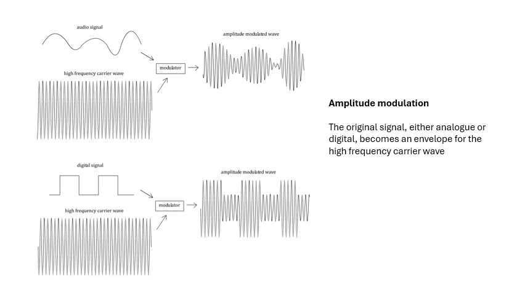So AM, we have the audio signal, and we have the high frequency carrier. So there's the audio signal, there's the high frequency carrier wave. They go through a thing called a modulator, and then this is the amplitude modulated wave. And if you look at the amplitude of this wave, you will see that it matches the original audio signal. We say that the high frequency signal is inside an envelope, and the envelope is the audio wave. If it was a digital signal, look at the diagram, it's pretty obvious how that would work.